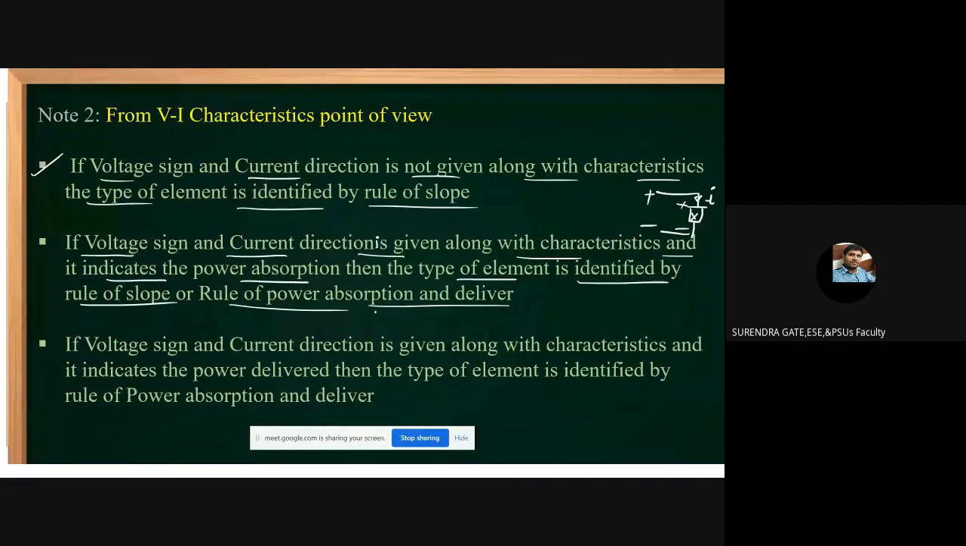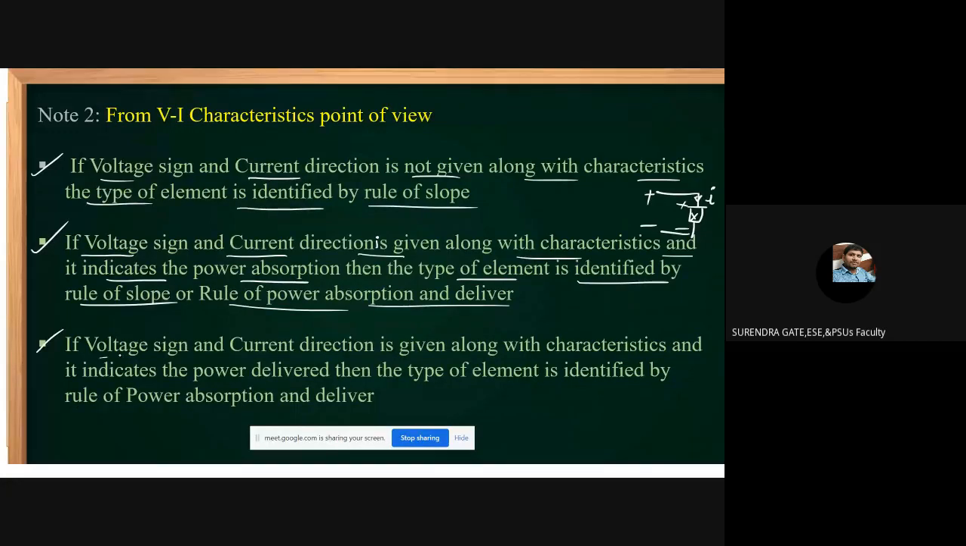Rule of power absorption and delivery: if the power is absorbing, it is a passive element. If power is delivering, it is an active element. Or if R is greater than 0, passive element. If R is less than 0, active element. Like that, we can have any rule. Yes, this is the second one.